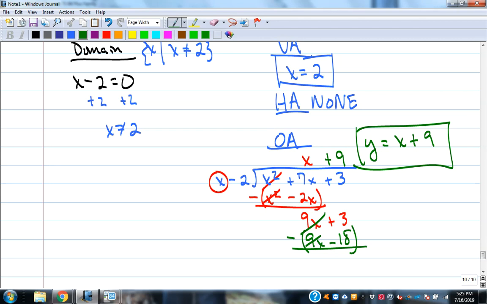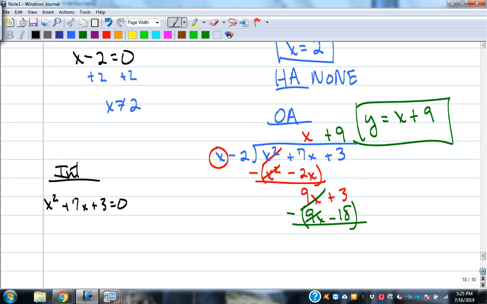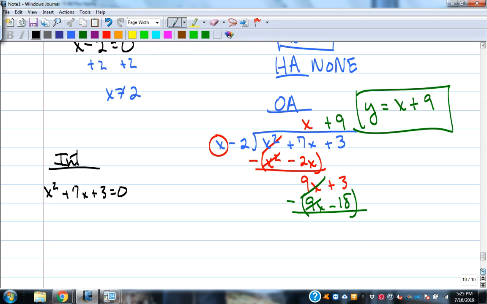Okay, so intercepts sometimes can be difficult. If we get the x-intercepts, we're setting x squared plus 7x plus 3 equal to 0. And I've already tried to factor it once. It didn't work. So I've got to do the quadratic formula again to try to find the x-intercepts. And that's absolutely fine to do every time to find x-intercepts. But always try to factor to simplify before you get this far.